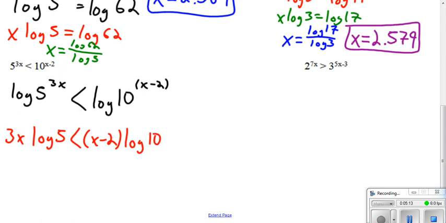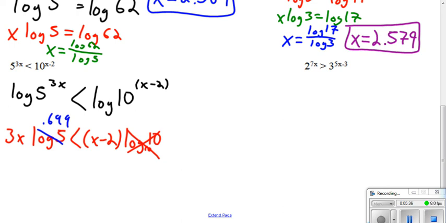Now remember, these are base 10. This is like log base 10 of 10, and log base 10 of 10 is actually 1. So we can just get rid of this one. And we would then just say that it's 3x times log base 10 of 5. And from our calculator, we know that log base 10 of 5 is actually 0.699.